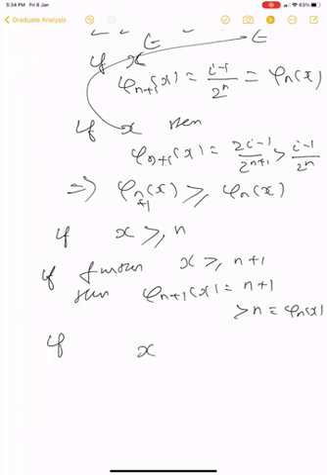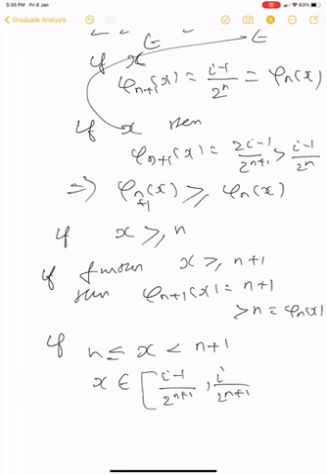So if x is less than n plus 1 and greater than or equal to n, here we have to verify that it is increasing. So now, what does it mean? Now suppose x is in some I minus 1 by 2 power n plus 1 to I by 2 power n plus 1. Then this I by 2 power n plus 1 has to be less than or equal to n plus 1. So there is only one choice, right?